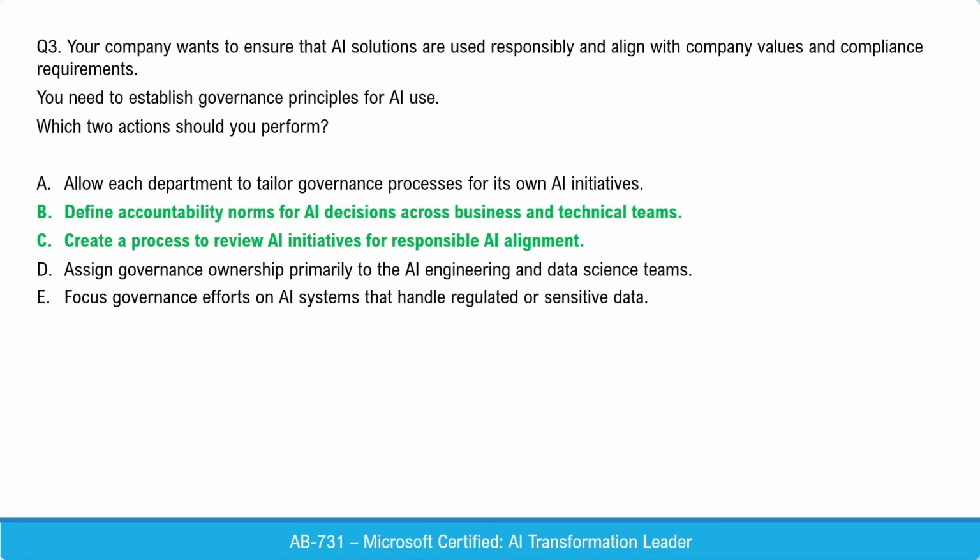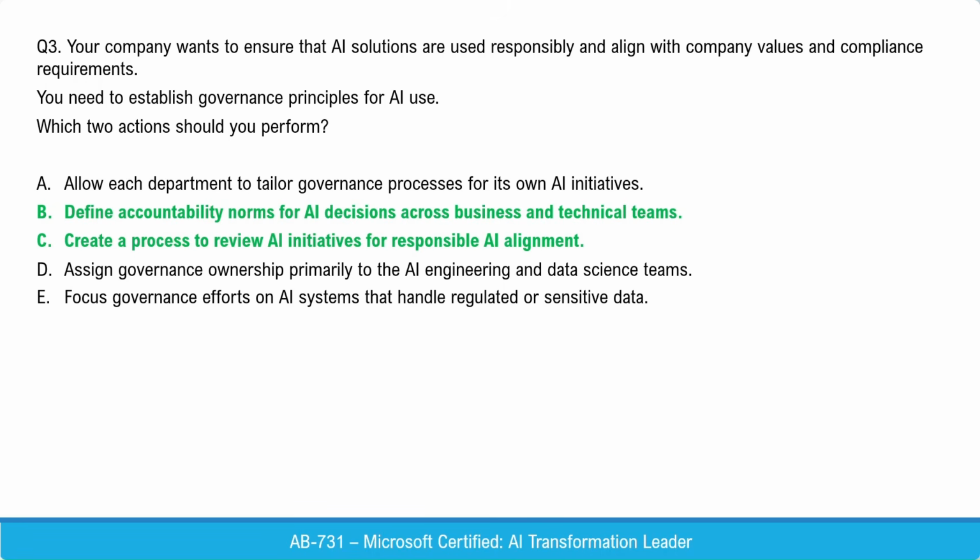Option B, defining accountability norms, is critical. AI decisions can impact customers, operations, and compliance. So it is essential to clearly define who is responsible across both business and technical teams. Option C, creating a review process, is equally important. Every AI initiative should go through a governance check to ensure it aligns with responsible AI principles like fairness, transparency, and compliance.